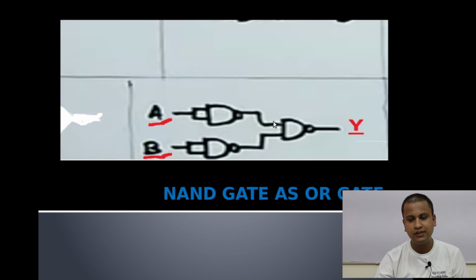So friends, our desired objective of construction of all the universal gates with the help of NAND gate is completed. In the second video, we will do NAND representation of a NOR gate.